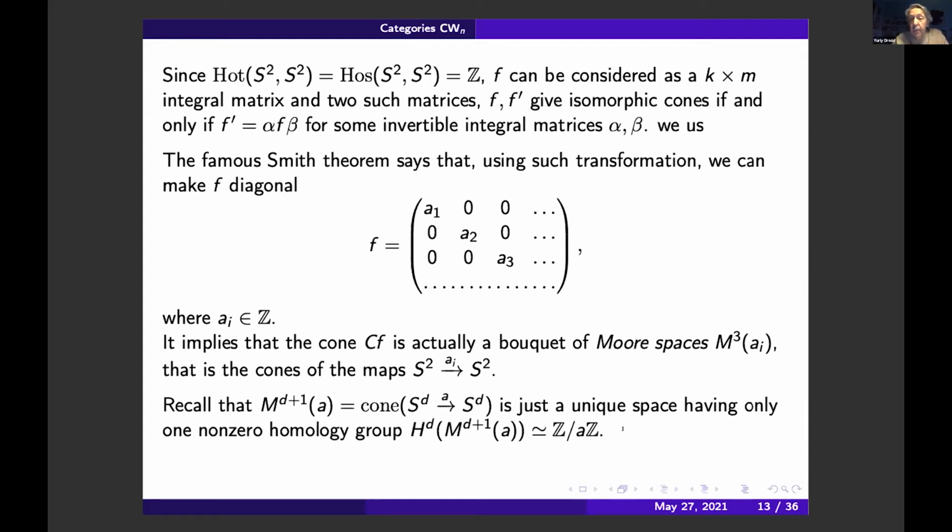I recall that this Moore space is just a unique space that has only one non-zero homology group, namely in the dimension D, and it is a cyclic group of order A. For instance, this one is not a real projective plane. It is the suspension of the real projective plane, I beg your pardon. M2, the real projective plane, has cells in dimension 1 and 2, and this one in dimension 2 and 3.